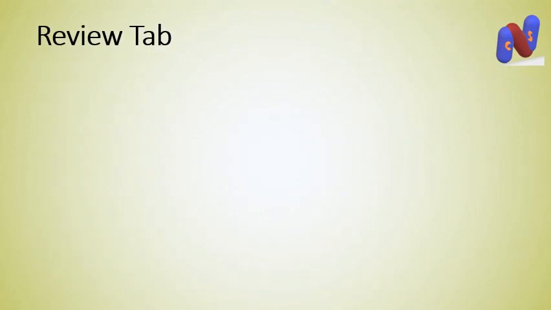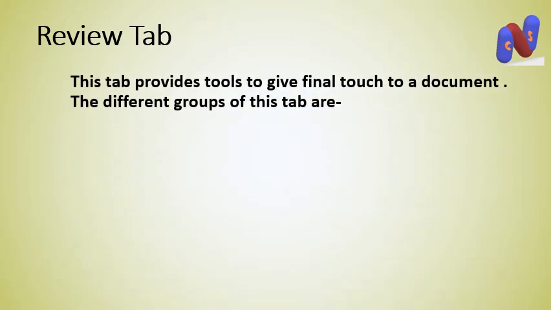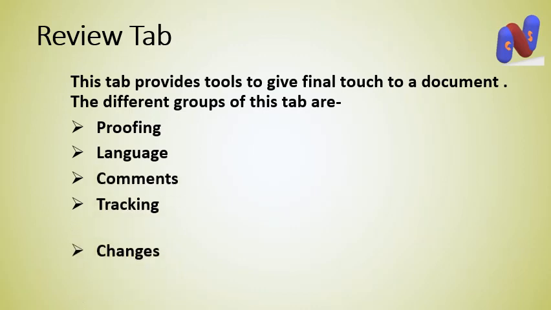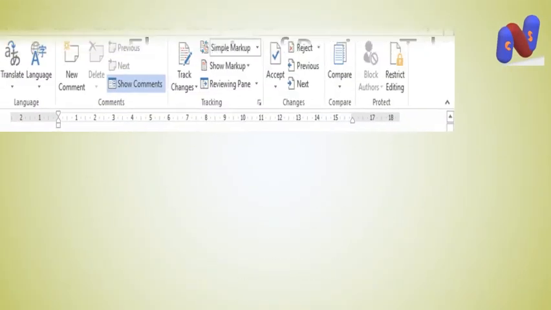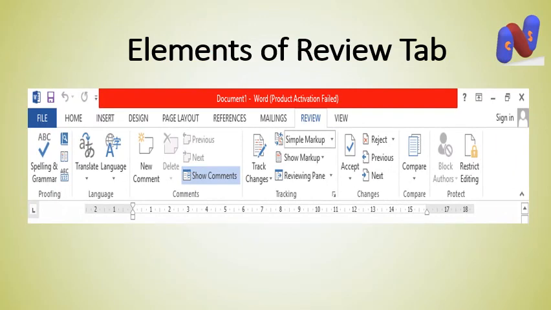Now review tab. This tab provides tools to give the final touch to a document. The different groups of this tab are proofing, language, comments, tracking, changes, compare, protect. In the figure you can see the elements of review tab. We can apply these options according to our requirement.